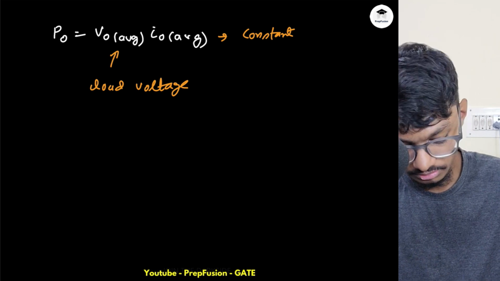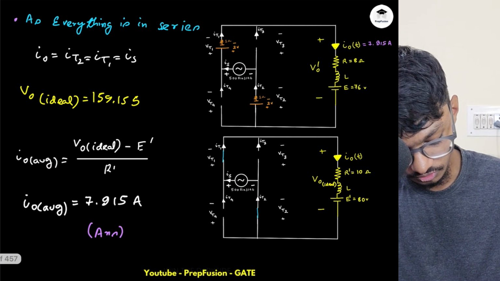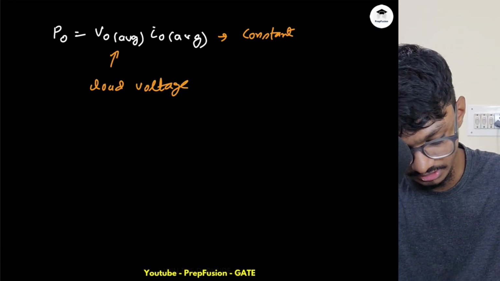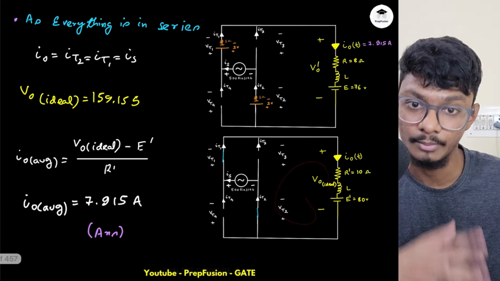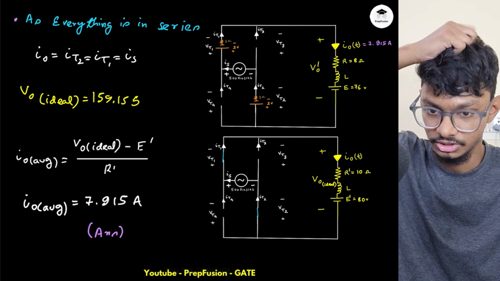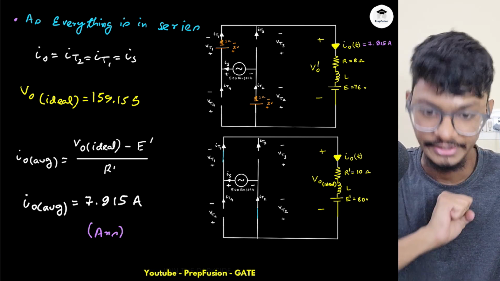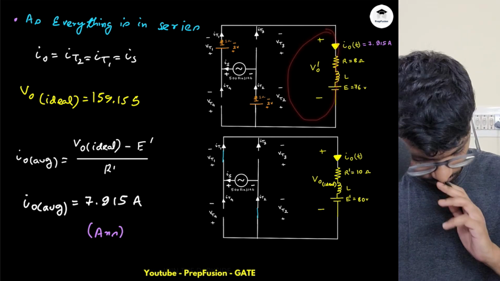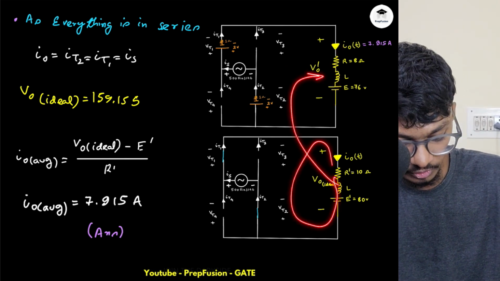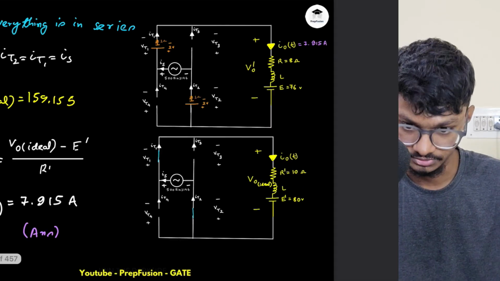This is not the overall VO. Sorry, this is VO dash average actually. I'm not talking about VO. VO is different. VO is combining the figure of all the switches. So how do I find out VO dash? Your VO will be equal to VO dash plus all the extra drops.